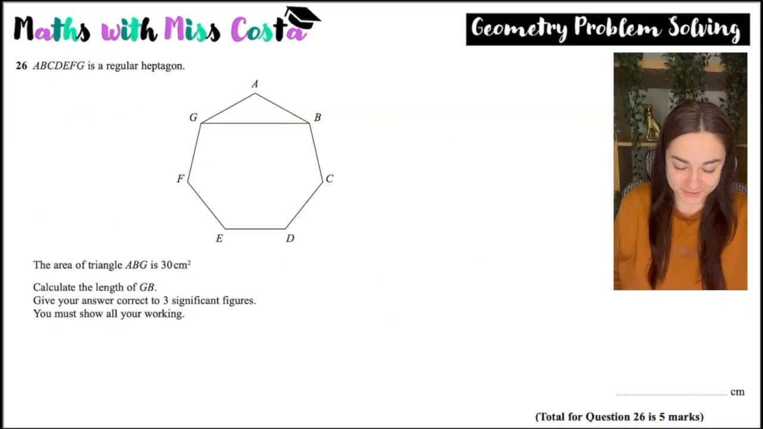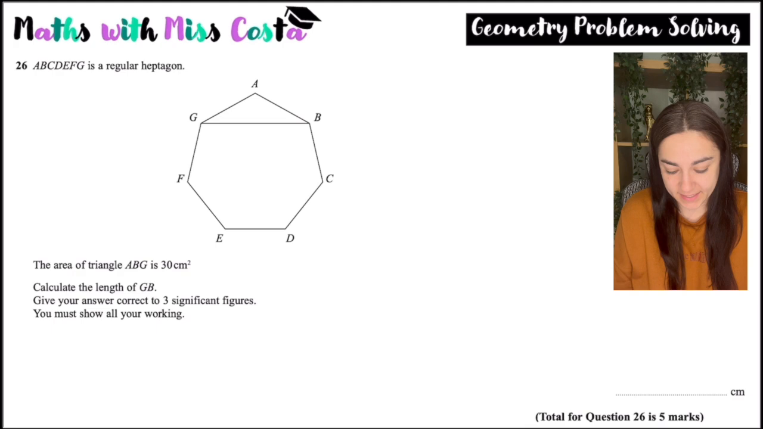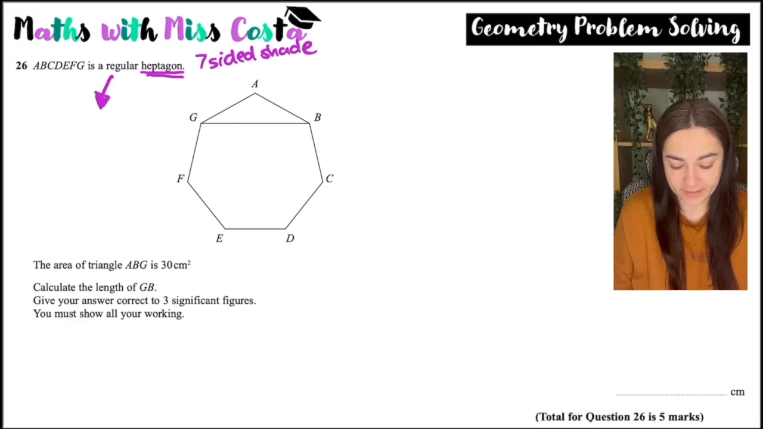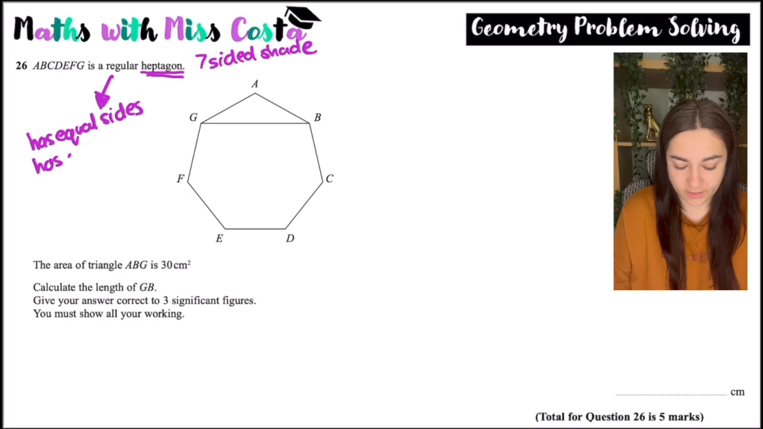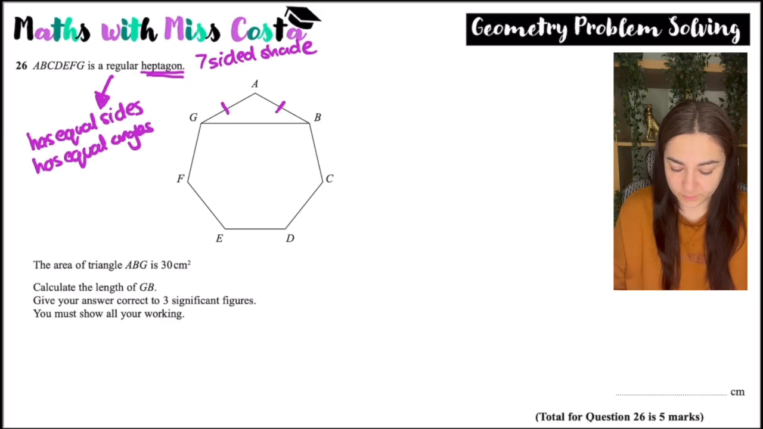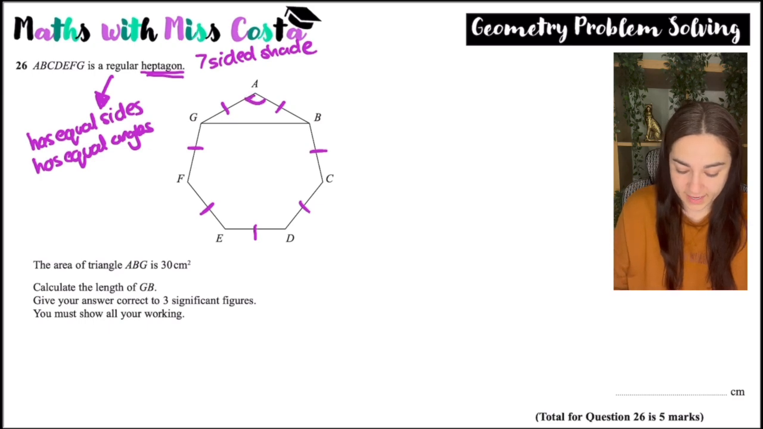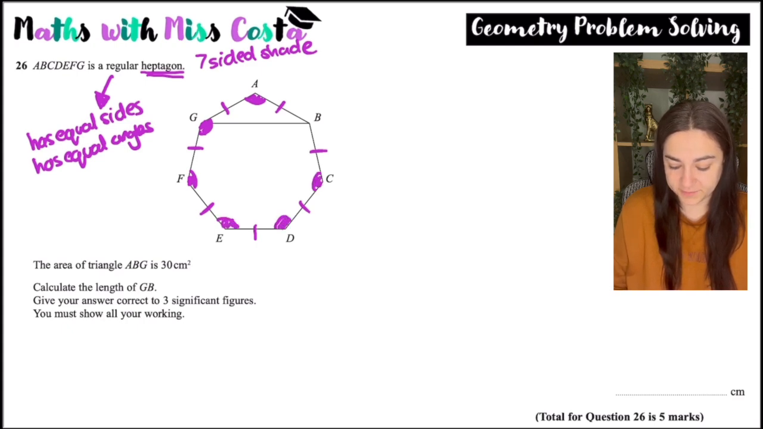And in the last question, I have been given a regular heptagon. Now a heptagon is just a 7-sided shape, and the fact that it is regular is really important because any regular polygon has all equal sides and all equal angles. So I know that this side is equal to this side, is equal to this side, is equal to this side, and so forth. And I know that each of the angles are going to be exactly the same. So therefore, if I know what the sum of the angles are, I just divide by 7.